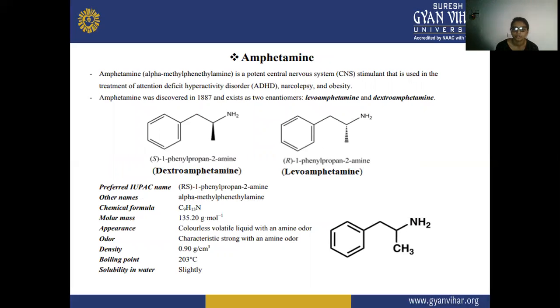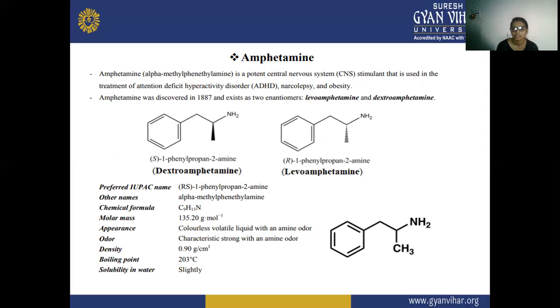Next is amphetamine. Amphetamine is a potent central nervous system stimulant that is used in the treatment of attention deficit hyperactivity disorder, narcolepsy, and obesity. Amphetamine was discovered in 1887 and used as two enantiomers, that is levoamphetamine and dextroamphetamine. This is the structure of dextroamphetamine, and that is levoamphetamine. The preferred IUPAC name is 1-phenylpropan-2-amine, and the other name is alpha-methylphenethylamine. So this is the structure of amphetamine.